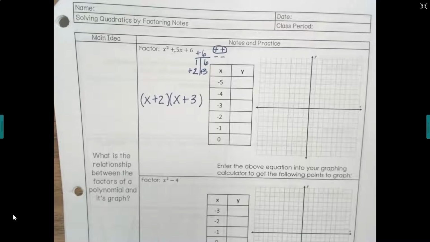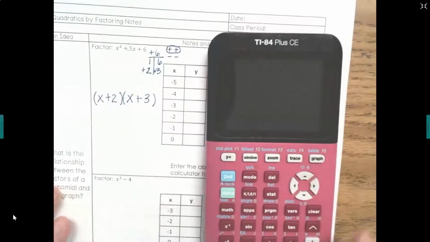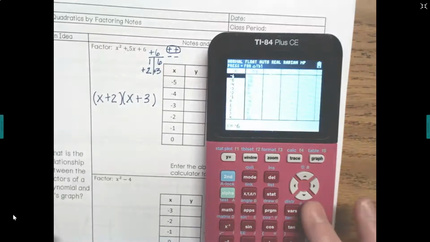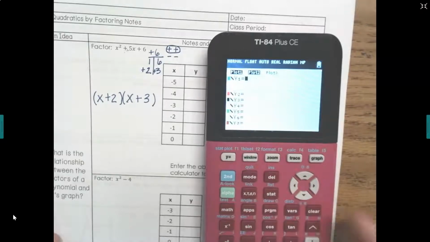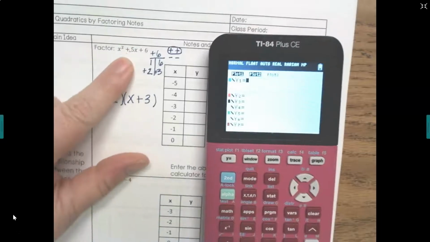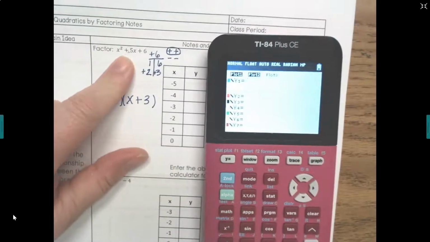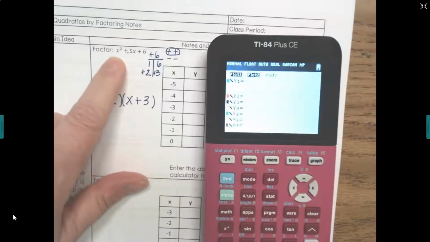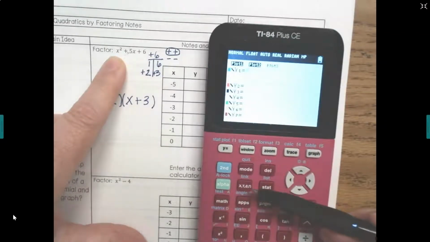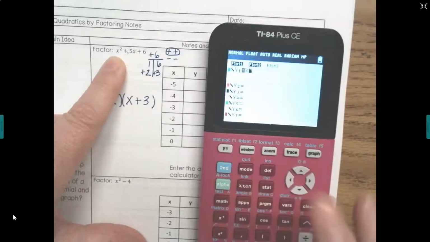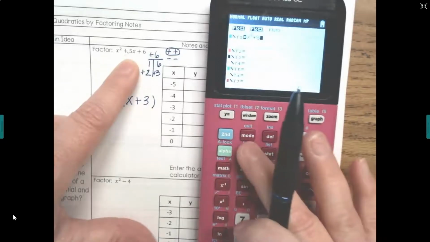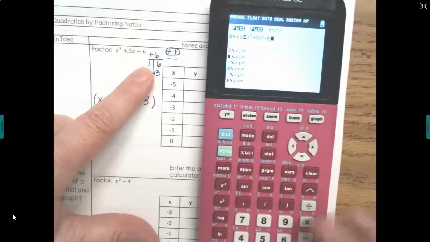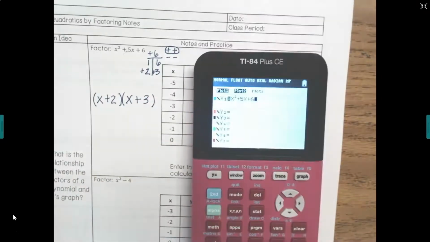The next thing we want to do is take our calculator and turn it on. Go into the y equals, and if anything is there, clear it out. We're going to put this in so we can take a look at the table of values. So it's x squared, where x is next to the green alpha button, then square it, plus 5, the x button again, plus 6. x squared plus 5x plus 6.